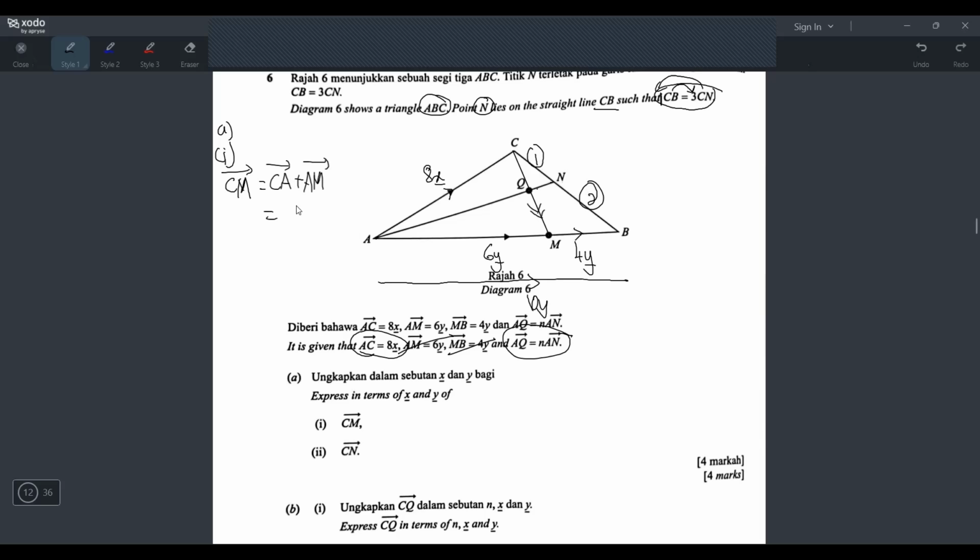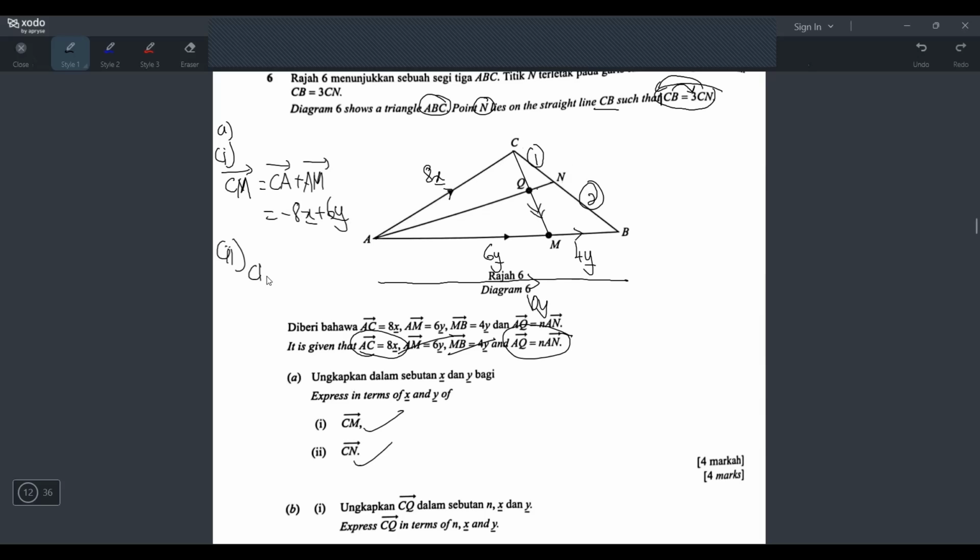So vector CA is negative 8x, right? So you have to put negative because this one is A to C. I want C to A. So when you reverse the arrow, you have to change the sign. And then vector AM is 6y, so plus 6y. Okay, done. Question number 2.